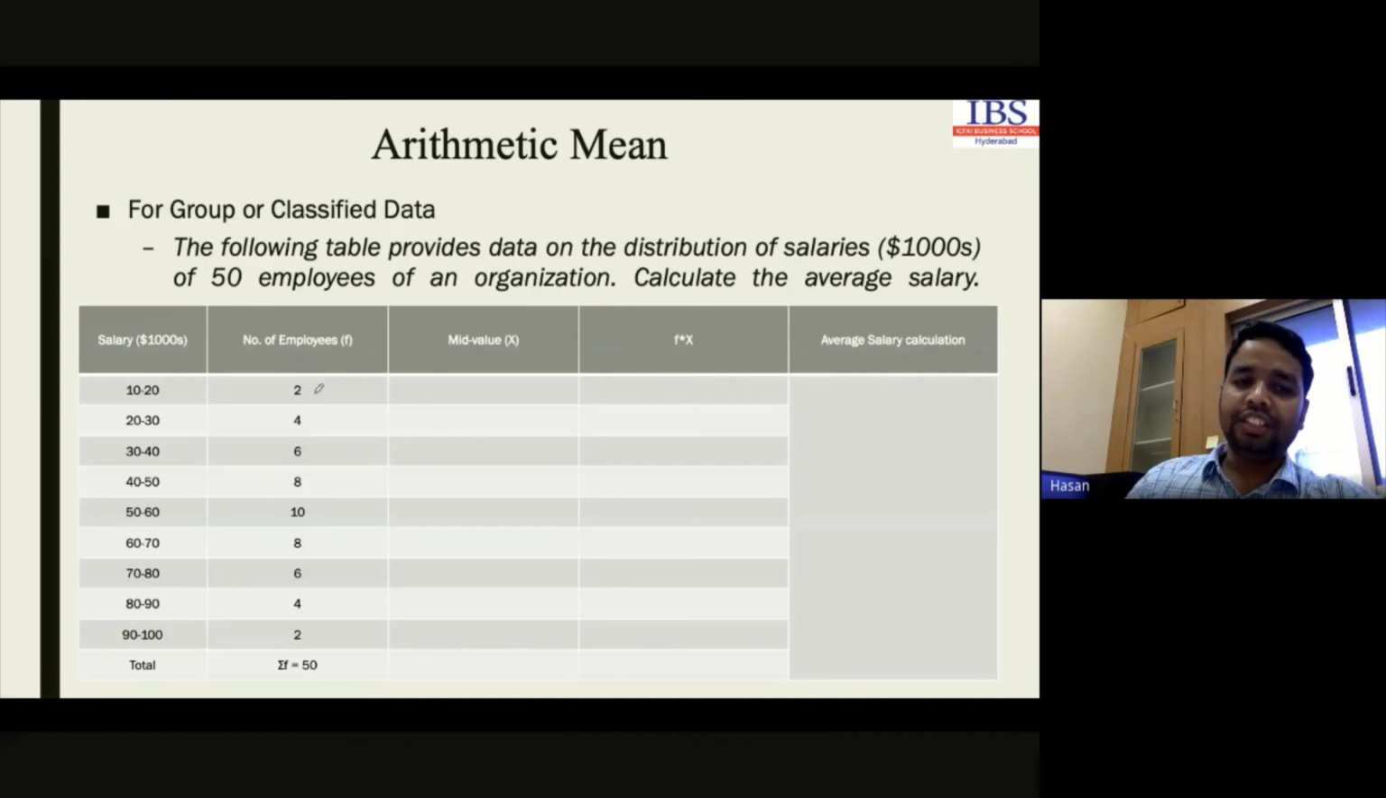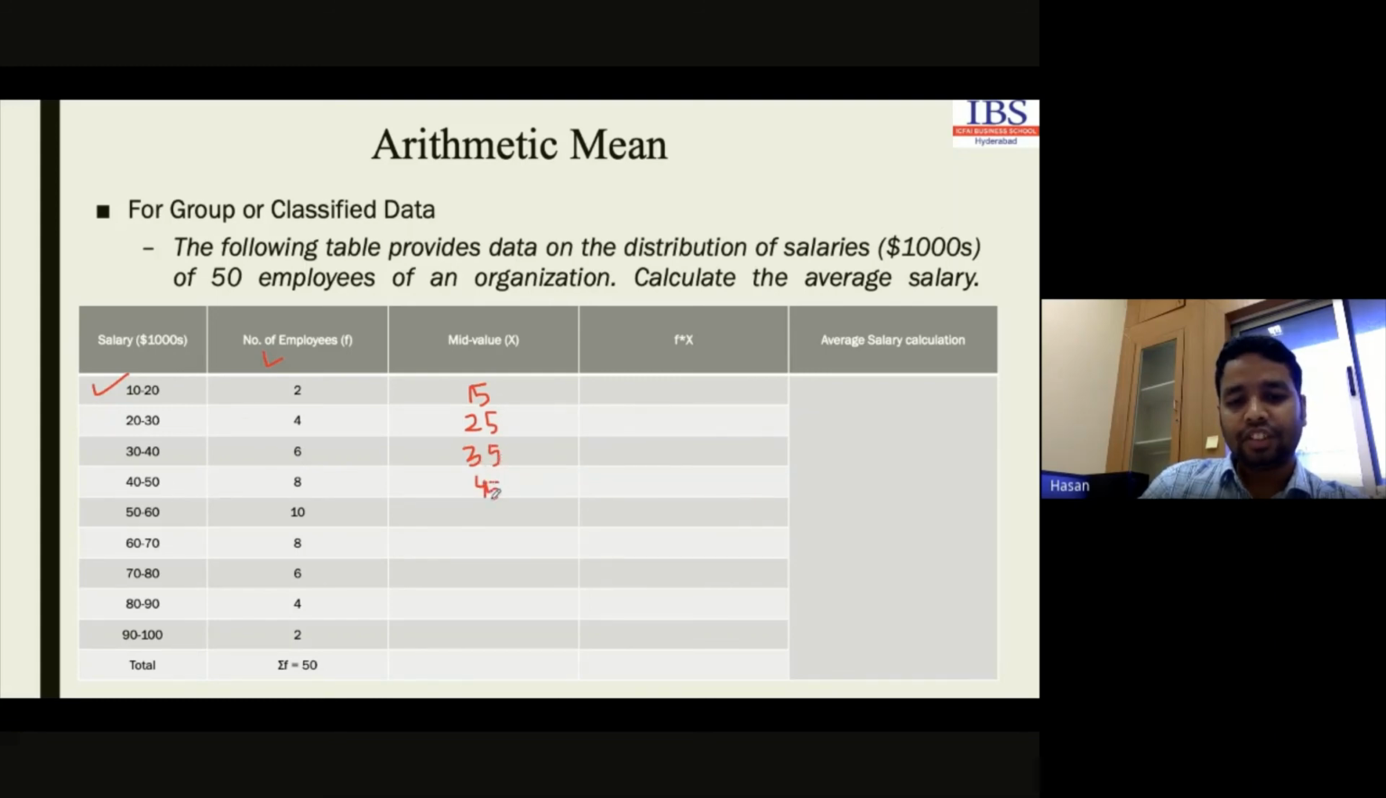The fast rule is this: in this particular category there are 2 employees, in this category 3 employees, 4, in this category 6, like this. So what do we have to do to get the arithmetic mean? First of all, we'll have to take the middle value of the class. How do we take the middle value? Simply lower limit plus upper limit divided by 2. So the very first one will be 15, right? So we can take the middle values as 15, then 25, then 35, then 45, like this. Is that clear to you?